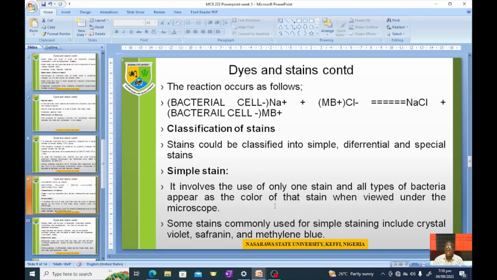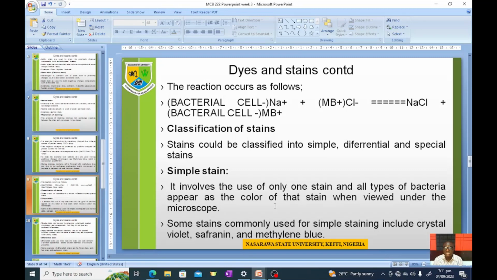The reaction occurs as follows: bacterial cell negatively charged with positive ion of sodium, plus the methylene blue, which is from the dye now, with the supposed chloride ion, we now give sodium chloride plus bacterial cell, which is negative, plus MB positive ion. The MB is the methylene blue.